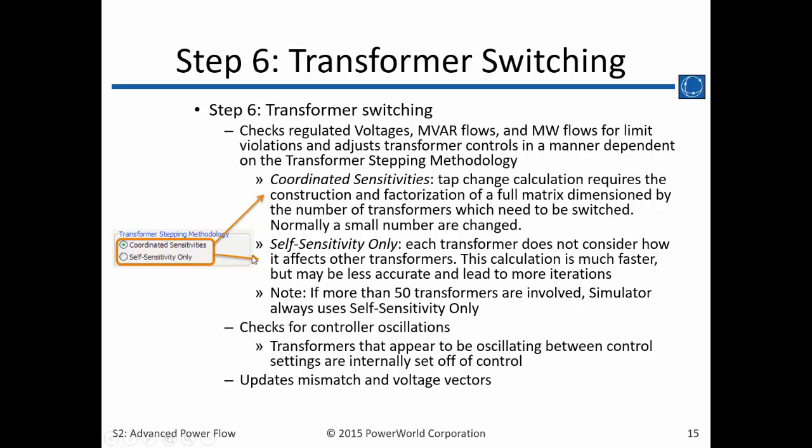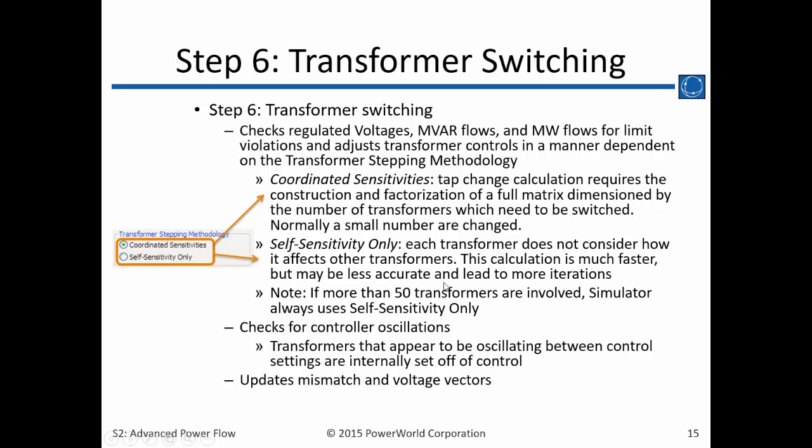However, there's also a self-sensitivity only check where each transformer does not consider how it affects other transformers. It's much faster but maybe less accurate and may lead to more iterations before you reach where all the transformers are satisfying their regulation. Note, internally in Simulator, we automatically take any situation where there's more than 50 transformers that have to change tap and do a self-sensitivity only, regardless of how you have the stepping methodology defined.